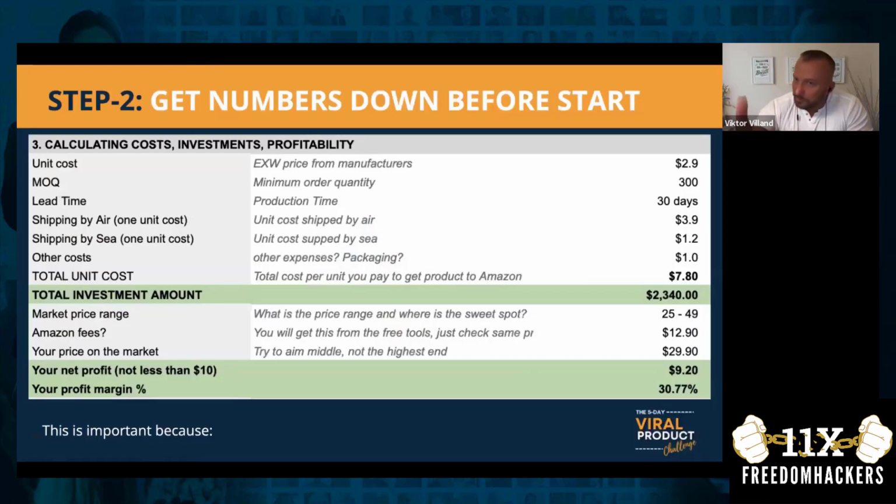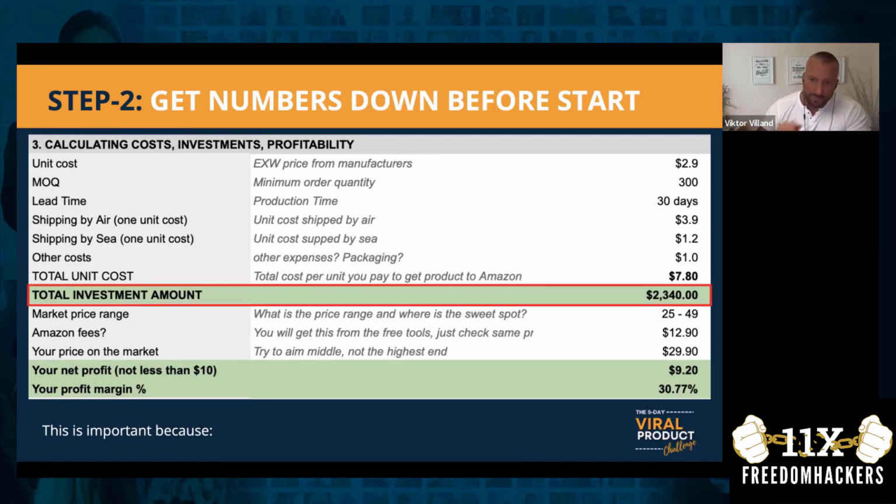Now, you fill the table, right? You fill the table. It's important now that you know unit cost, minimum order quantity, lead time, shipping by air, by sea, other costs, maybe packaging, whatever they want. And this is your X factor, your differentiation based on market research, which may change the price. And now the investment amount comes in, right?